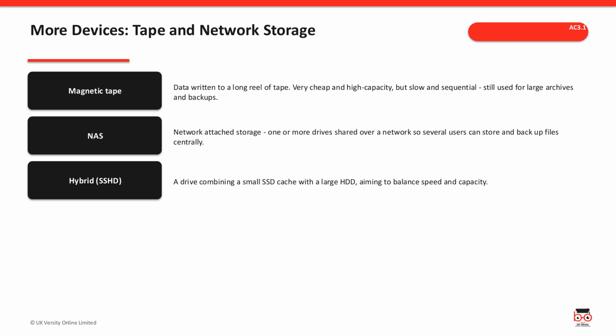There are a few more devices worth knowing beyond the everyday ones. Magnetic tape stores data on a long reel, and while it's slow and strictly sequential, it's remarkably cheap and roomy, so it's still used for big archives and backups. Network Attached Storage, or NAS, is one or more drives shared over a network, so a whole team can store and back up centrally. And a hybrid drive, or SSHD, bolts a small SSD cache onto a large hard drive, trying to give you a bit of both speed and capacity.